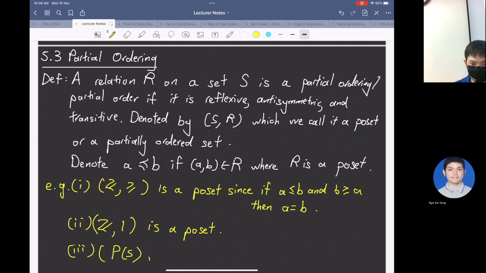The power set of a set. If you look at the set inclusion relation, if A is a subset of B and B is a subset of A, then A is equal to B. This is the relation we had last time. These are all posets.